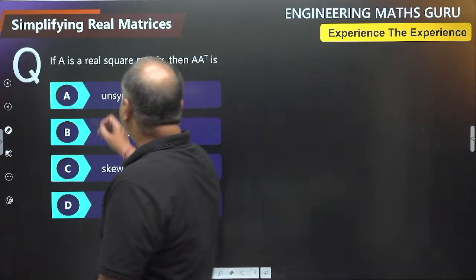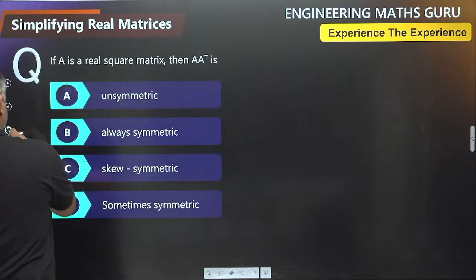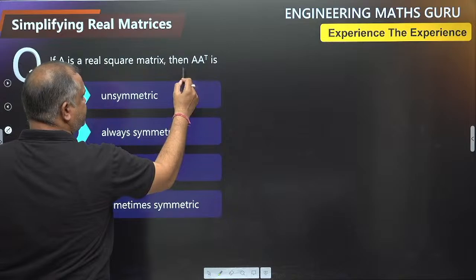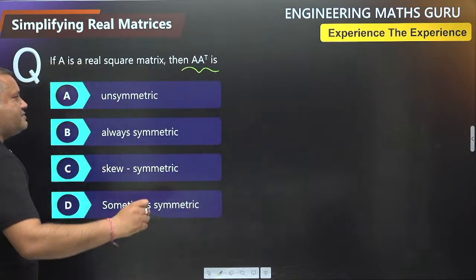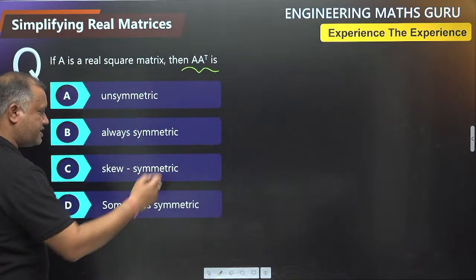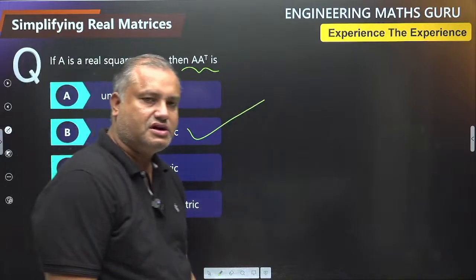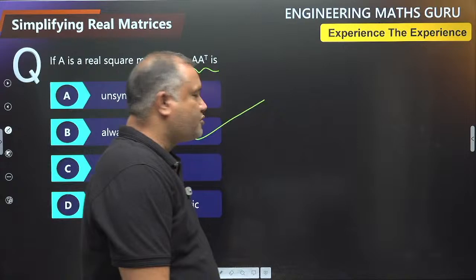If A is a real square matrix, just now I discussed this point. If A is a real square matrix, then A into A transpose is always symmetric. Option B is the correct one. Let's proceed.